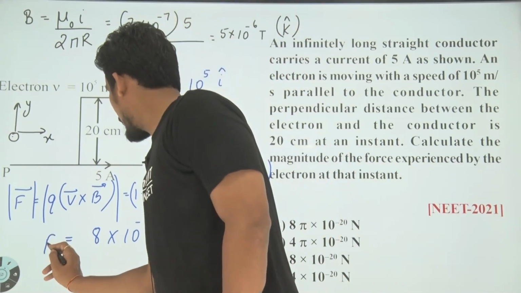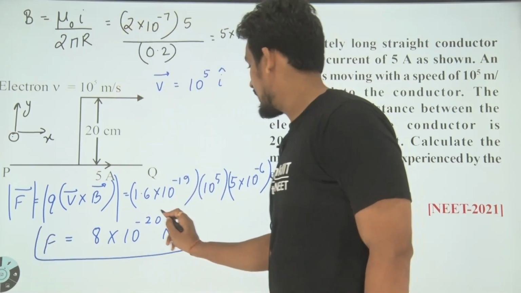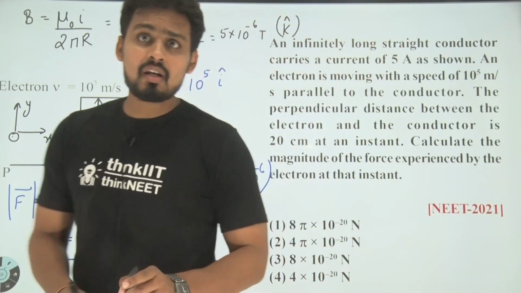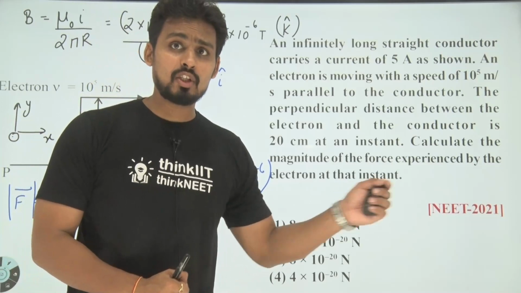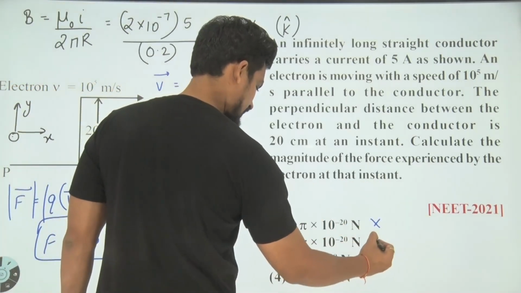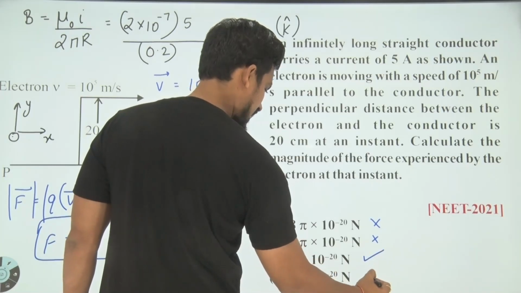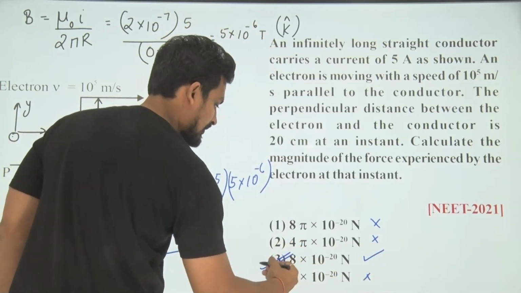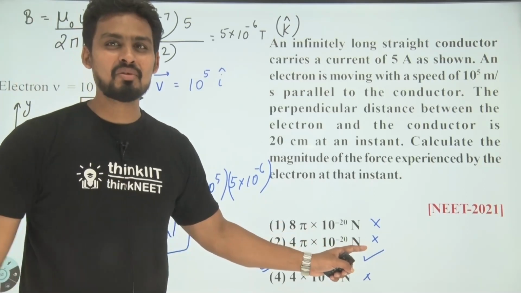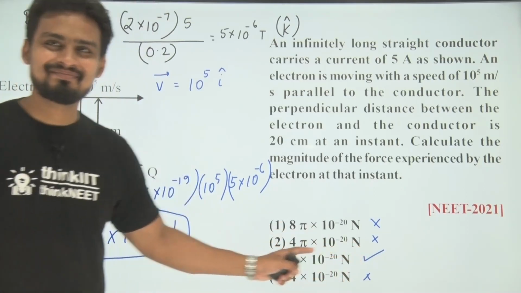So I would have the value of force as 8 into 10 to the power minus 20 Newton, which will be the final answer that we have got. Let us match the answer that we have got with the options given in the question. So looking at the options, I would say this is wrong, this is wrong, this is correct, and this is wrong. So the final answer for this particular question becomes option 3, and I hope each and every one of you have understood this. Thank you.